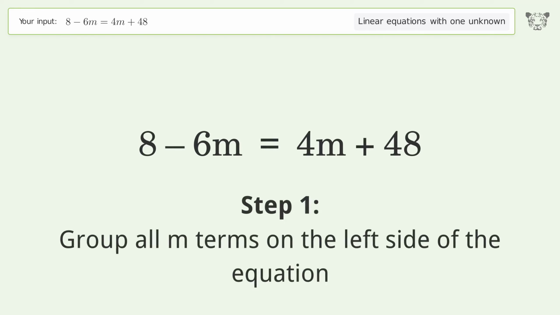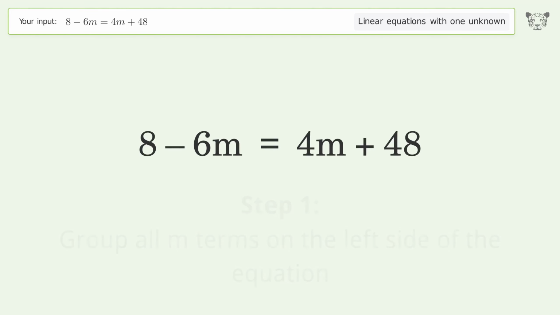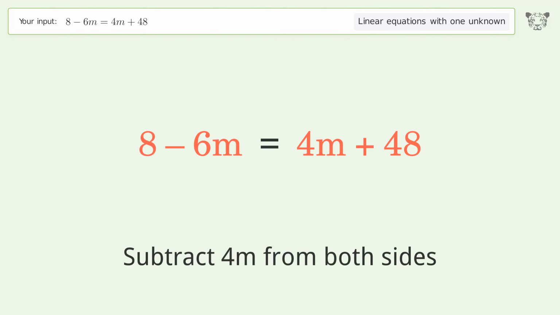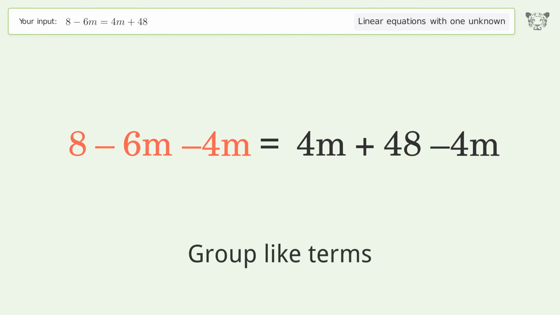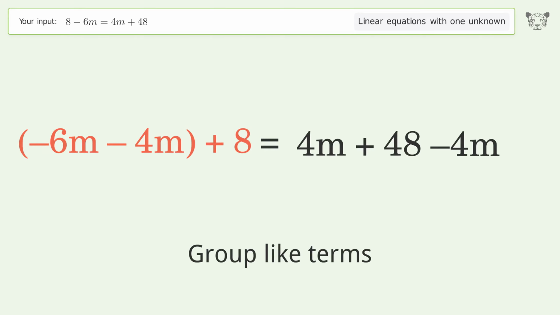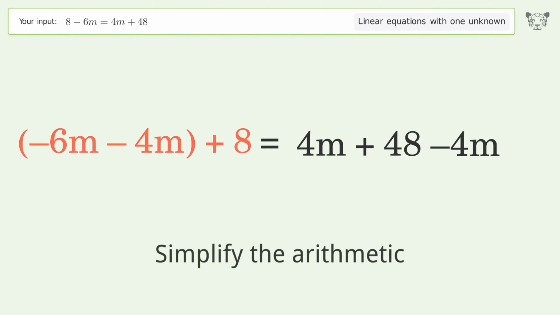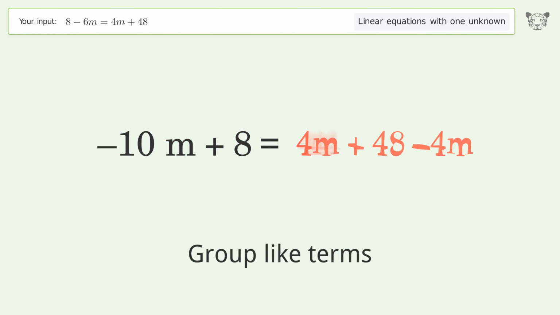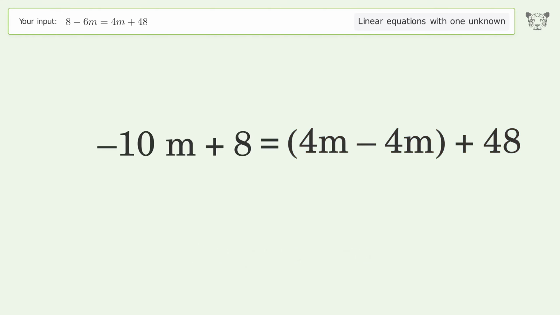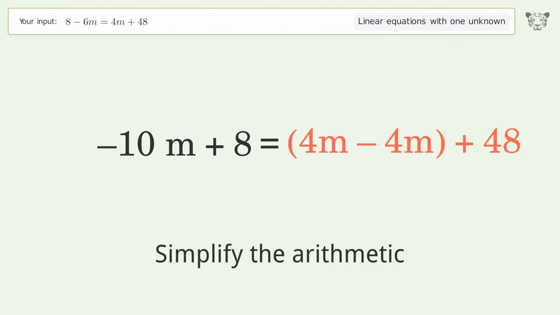Group all m terms on the left side of the equation. Subtract 4m from both sides. Group like terms. Simplify the arithmetic. Group like terms. Simplify the arithmetic.